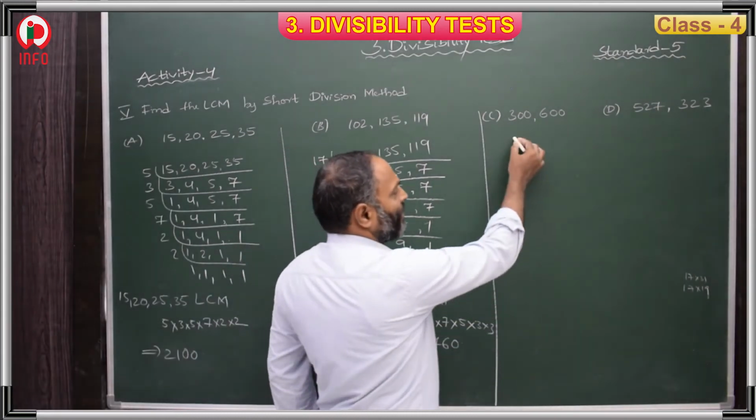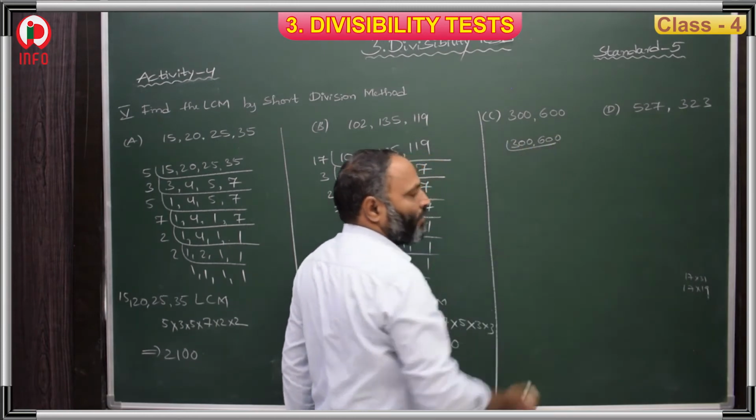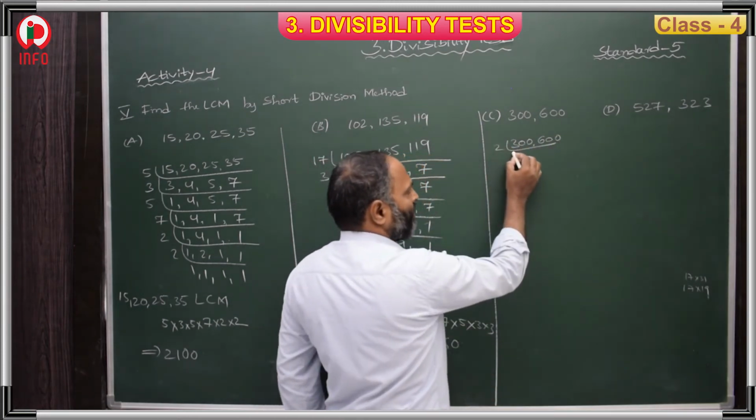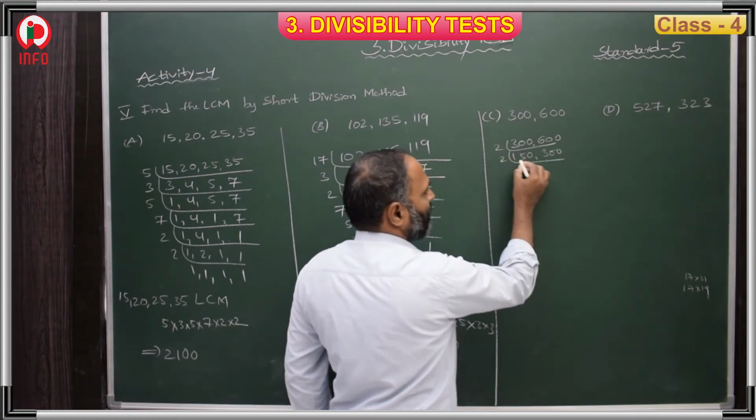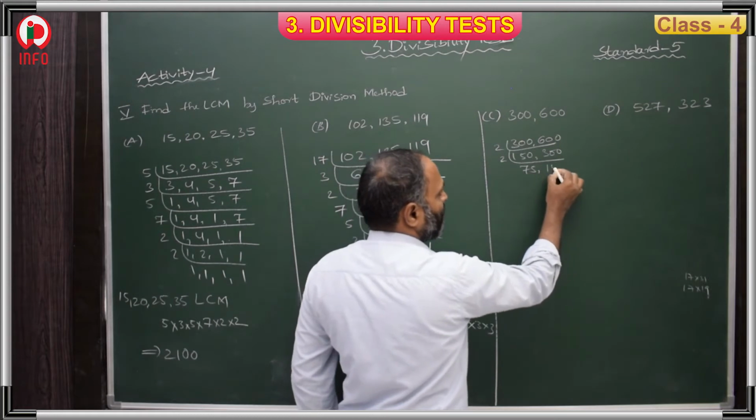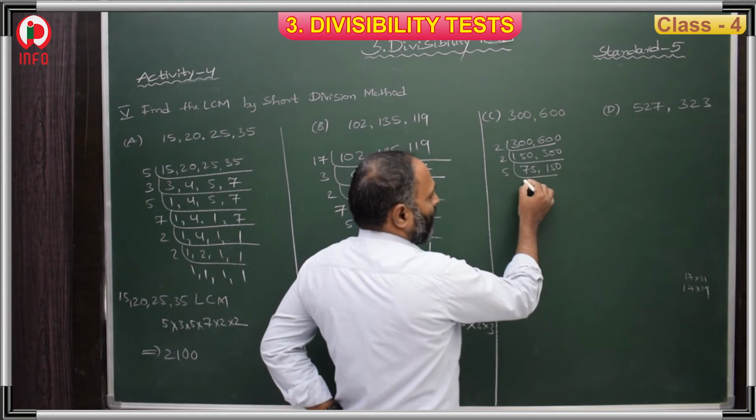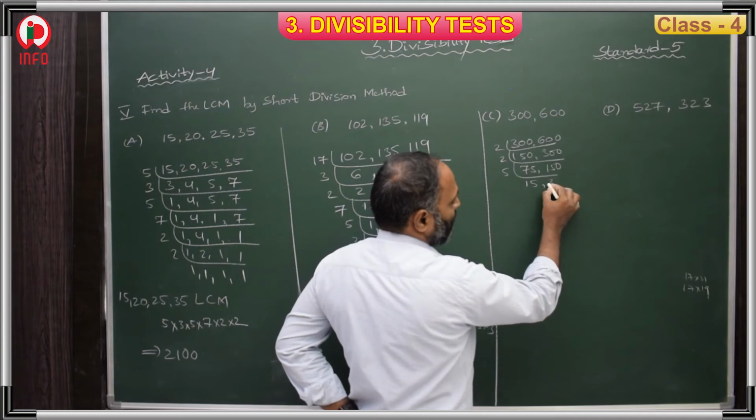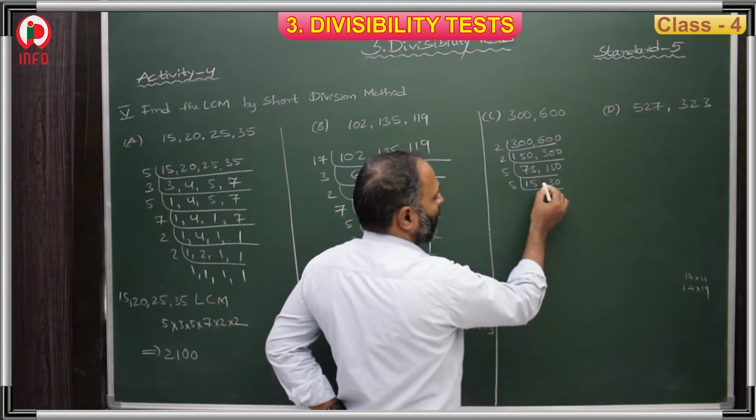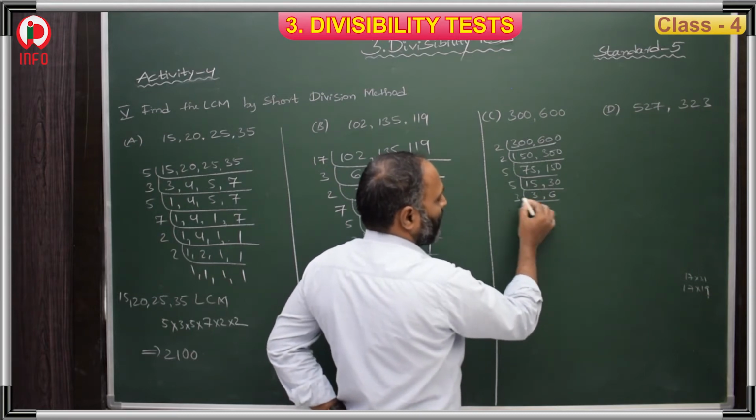Now this one: 300 comma 600. These two are divided by 2. 2 150s are 300, again 2 75s are 150. Now 5: 5 ones are 5, 5 fives are 25. 5 threes are 15, 0. 5, 5 threes are 15. 5 sixes are 30. 3: 3 ones are 3, 3 twos are 6. Again 2.